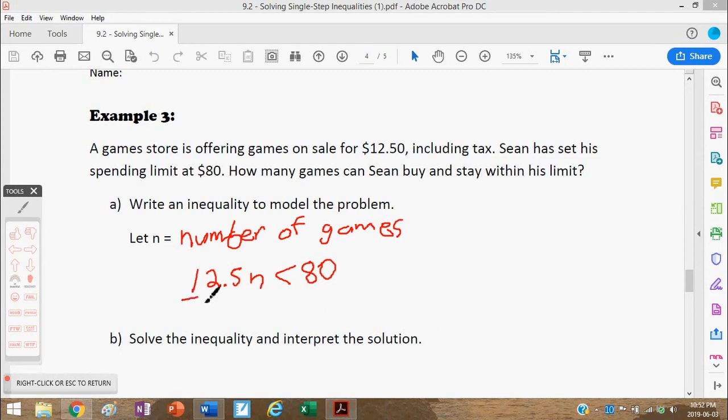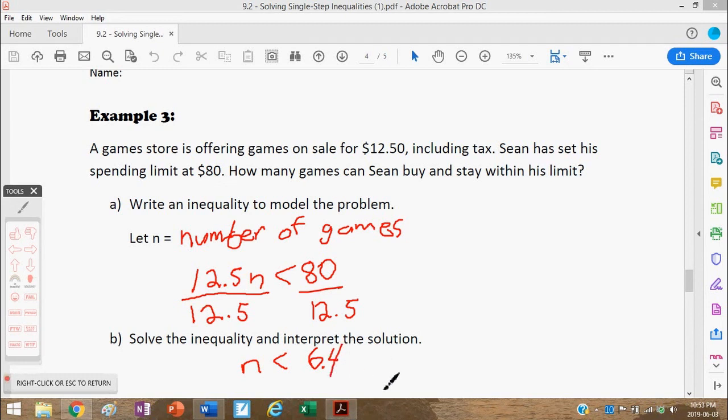I'm going to start up here because I can't scroll down once I've started writing. I'm going to divide by 12.5. Lovely. Divide over here by 12.5. And I'm going to come up with a weird value, in a way, when you start thinking about it. In this case, I got 80 divided by 12.5. And if I can make my calculator cooperate, 80 divided by 12.5 is 6.4. So he has to buy less than 6.4 games.